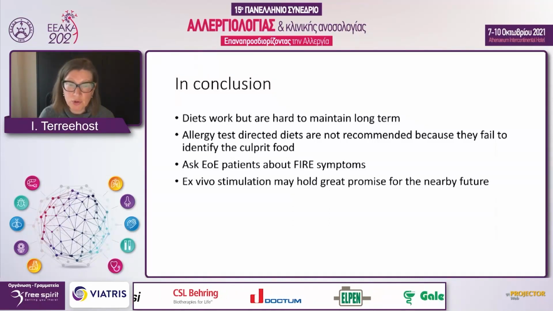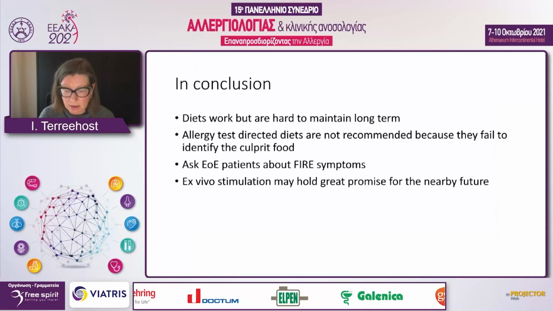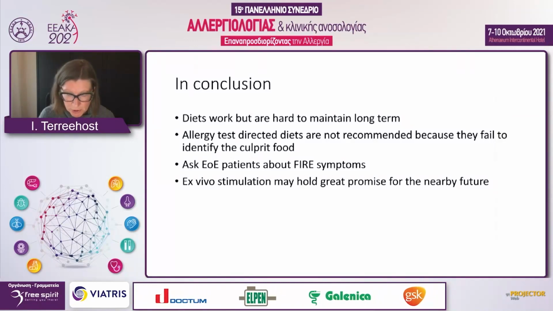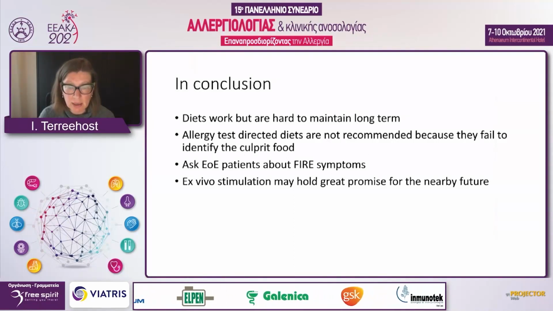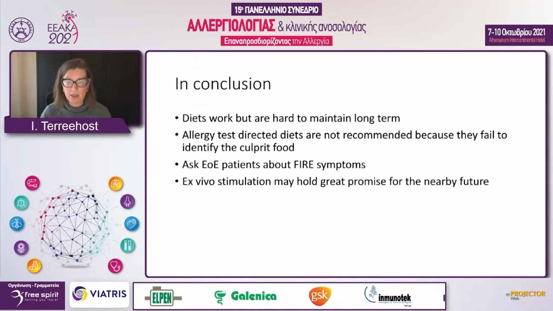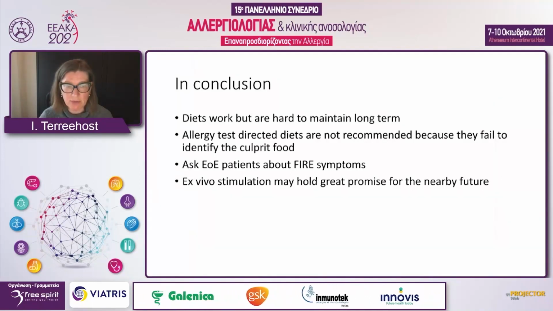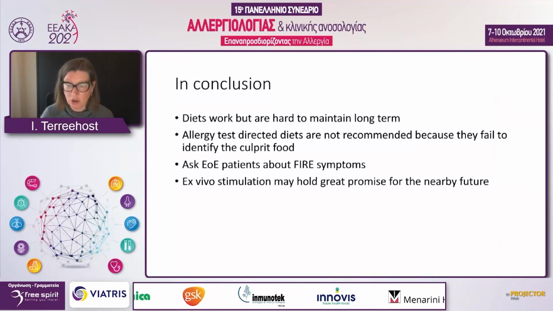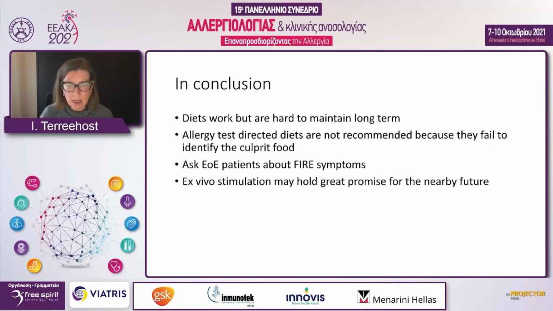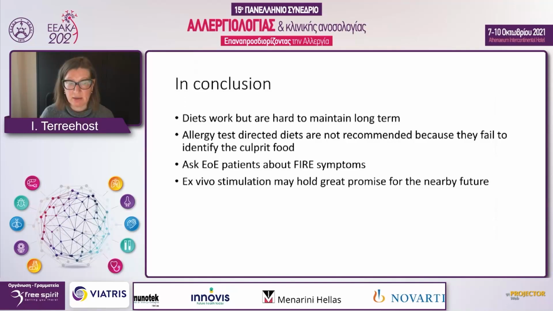with either the 1 food, 2 food, 4 food, 6 food diet, or in case of very severe disease and when it comes to possible deficiencies, elemental diets. But, and that is something that I will hope will come up in literature in the nearby future, when you do ex vivo stimulation, either with peripheral T cells or with biopsies, we may be able to predict the eliciting foods much better than with our allergy test directed diets.